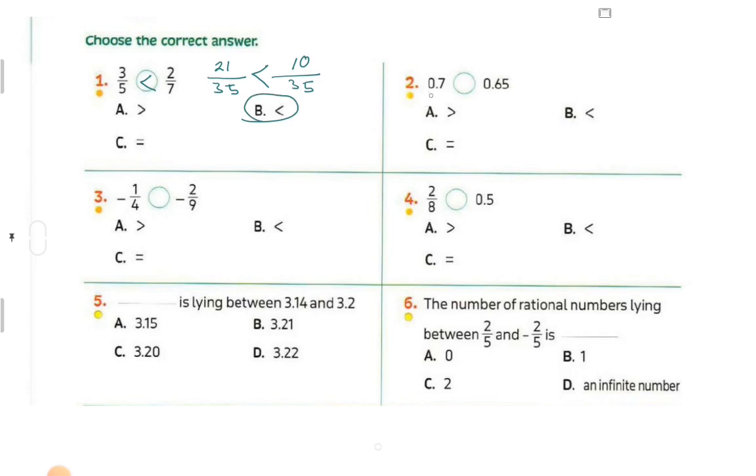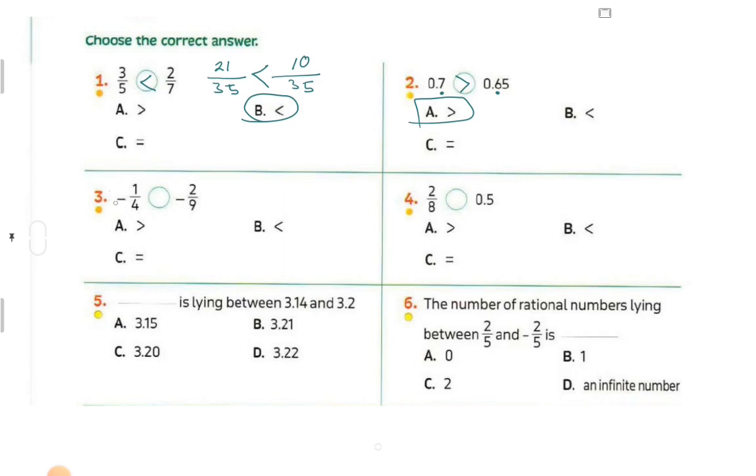Point 2, negative 0.7 and 0.65. Please note that we have 7 tenths and 6 tenths. It's obvious.